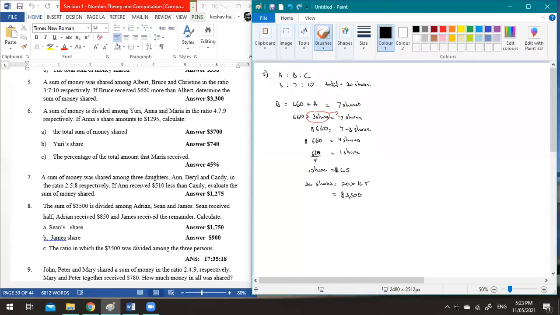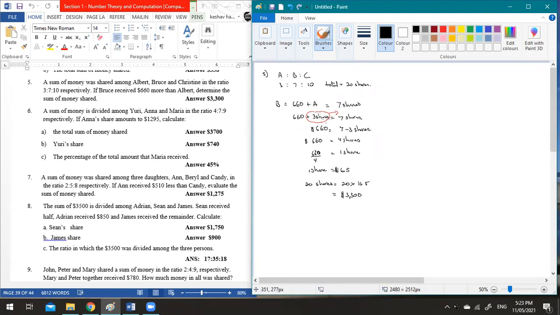A sum of money was shared among Albert, Bruce, and Christine in the ratio 3, 7, 10 respectively. Right? So Albert is 3 shares, Bruce is 7 shares, Christine is 10 shares. If Bruce receives $600 more than Albert, so Bruce was equal to $600 plus Albert's amount. But remember, Bruce was 7 shares, so that was equal to the 7 shares, right?